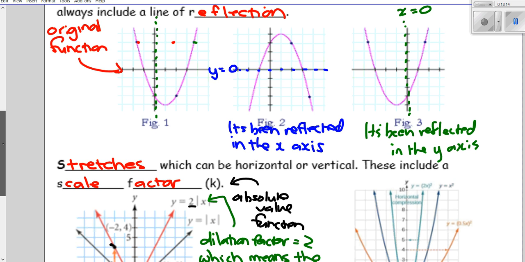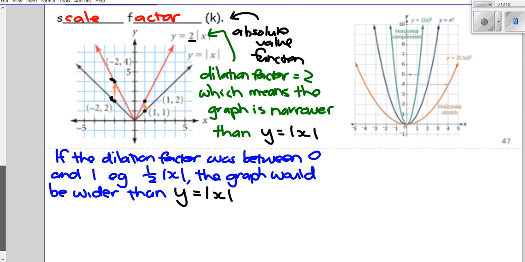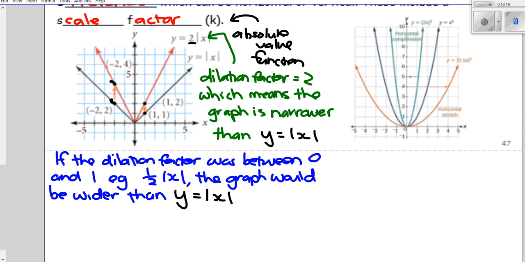Yeah, it would be flipped upside down. So negative 2x would be like the red one, but it would be going downwards instead. Oh, wait. Yeah, it would be just as wide. Negative means it reflects in the y equals 0 line. So we could do an example of a negative one.